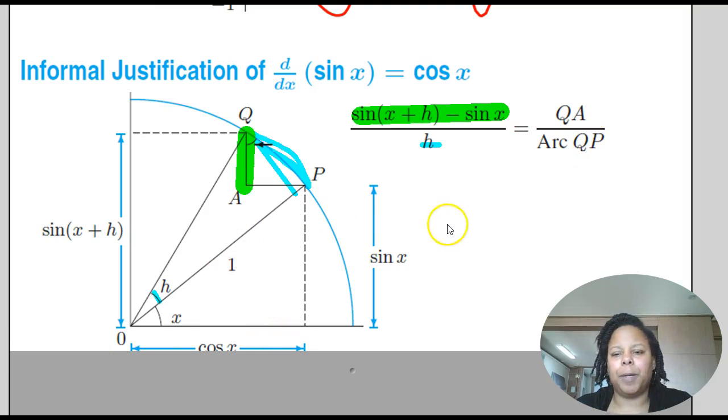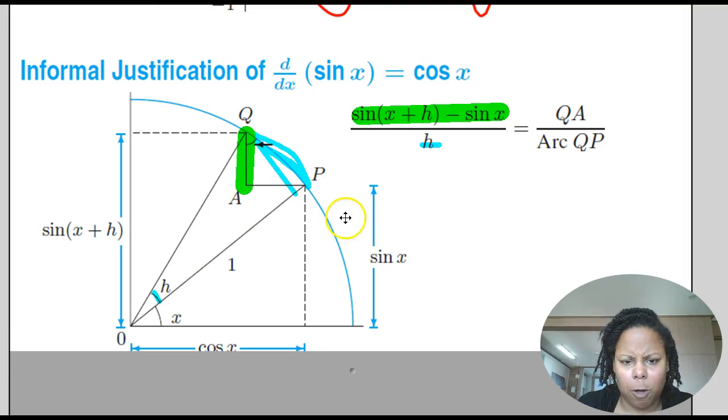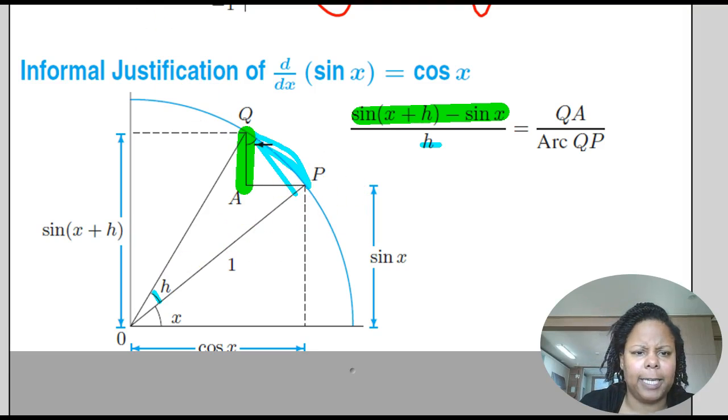All right, but remember, h is supposed to be really, really small. So if it's really small, then the difference between Q and P can look very much like a straight line.